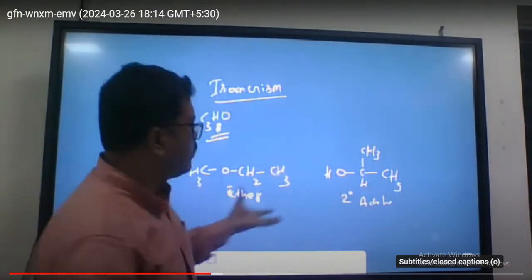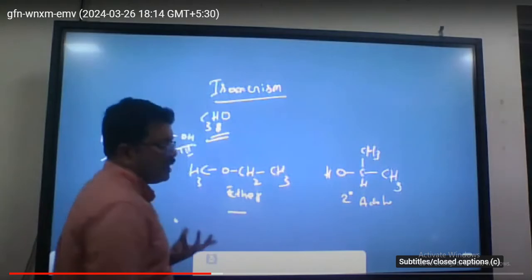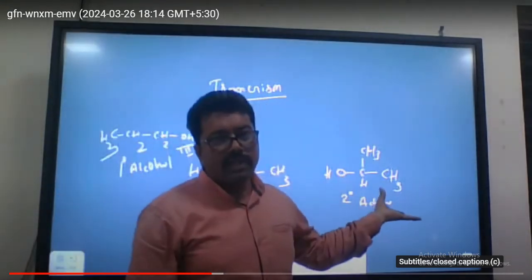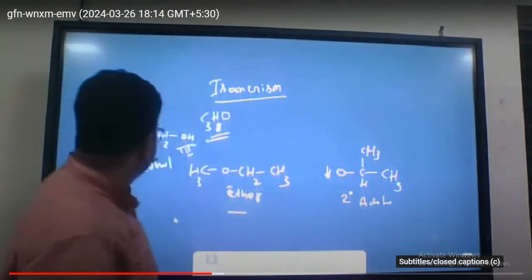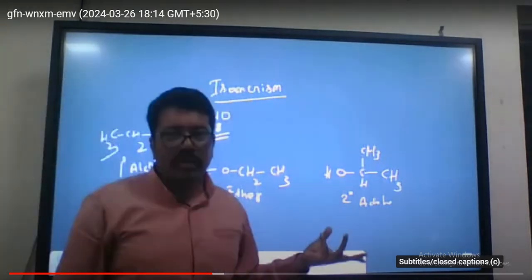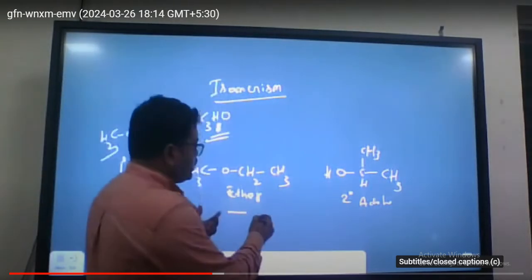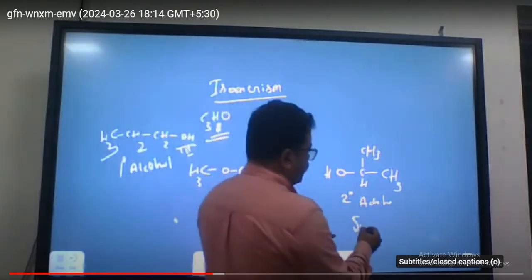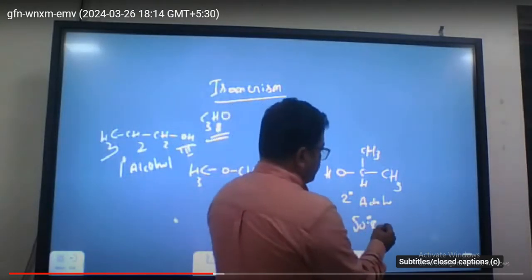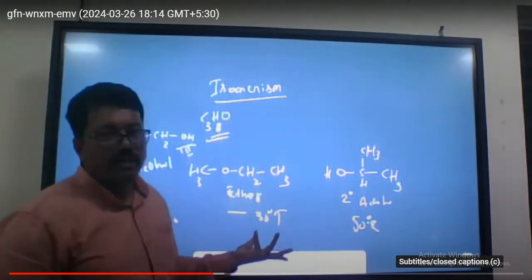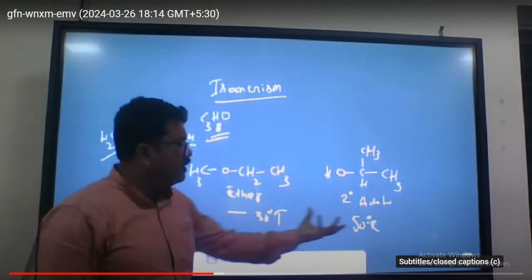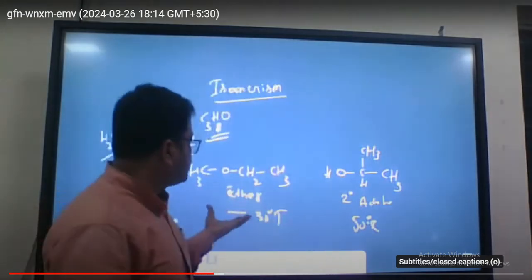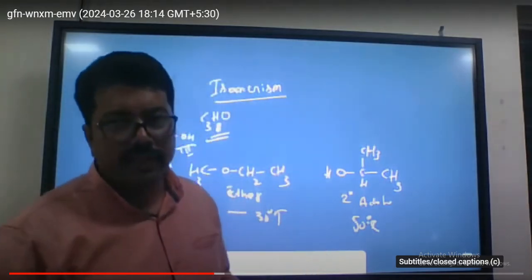Also, their physical and chemical properties are different. Ether's physical and chemical properties are different, and secondary alcohol's physical and chemical properties are different. For example, the primary alcohol and the ether: one evaporates at 30 degrees, but the other at around 50 degrees Celsius. See, the physical property is different. The boiling point of ether is 30, but the boiling point of secondary alcohol is 50. That's why the physical and chemical properties are different.